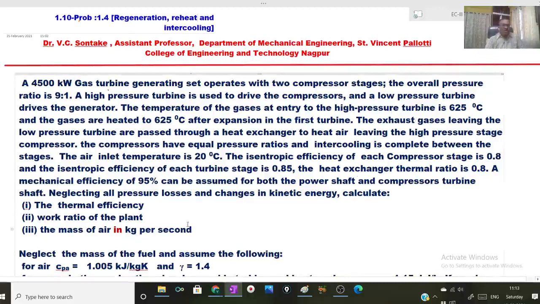The problem statement goes like this: a 4500 kilowatt gas turbine generating set operates with two compressor stages. The overall pressure ratio is 9:1. A high pressure turbine is used to drive the compressor, and a low pressure turbine drives the generator.